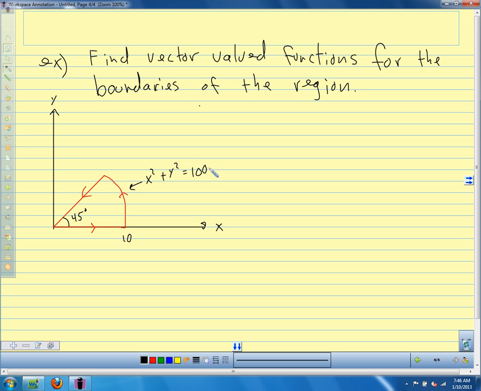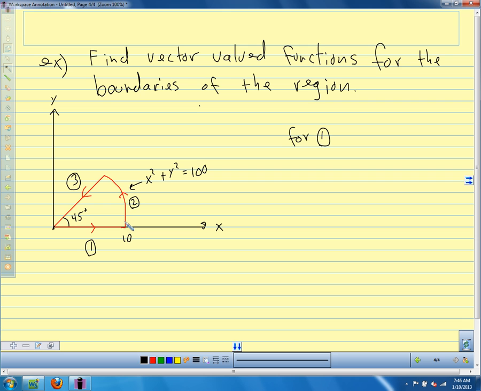So what I would normally do with a problem like this, we're going to break it into three different pieces. So for the first edge, the first part of this boundary, I think it's going to be easiest just to use rectangular coordinates. So how could we describe this as we're moving from 0, 0 to x equals 10? How can we describe that?